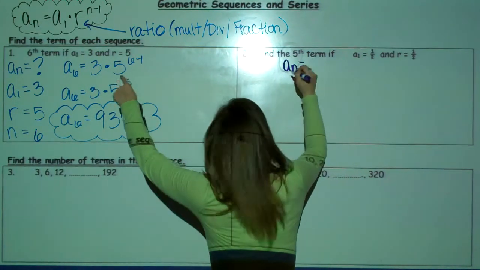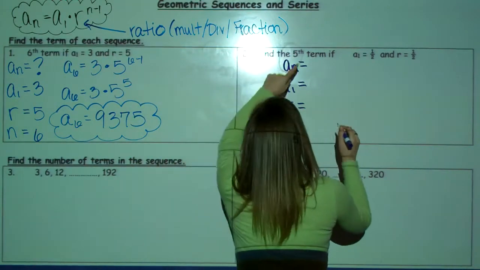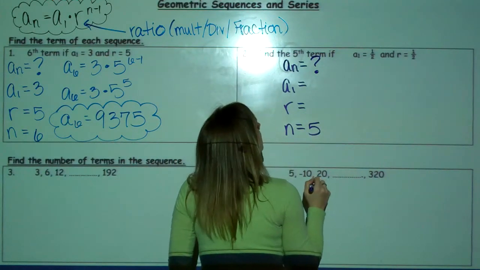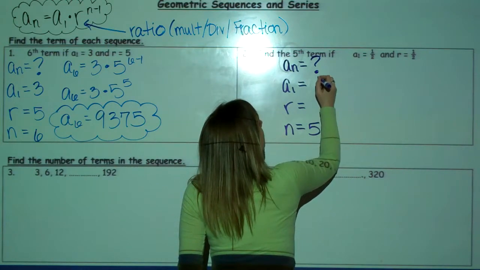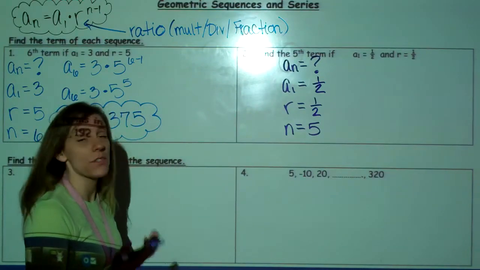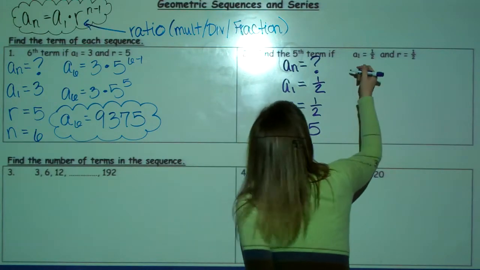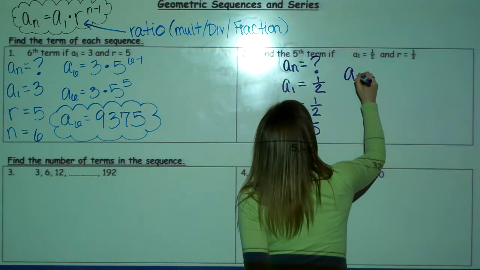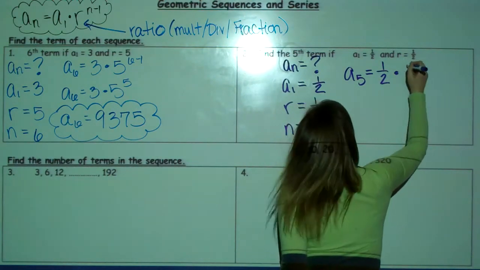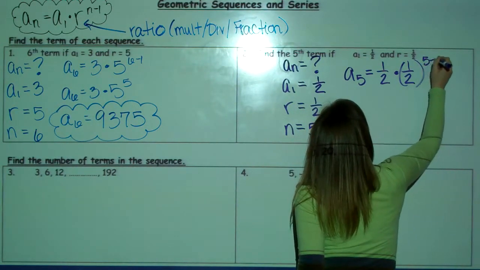So a to the n, a1, r, and n. Okay, so find the 5th term, so that means n is 5. Find that term is really what we're looking for. A is 1/2, and the ratio is also 1/2. Okay, so again, if you want to convert it to decimals, that's fine. But again, we've got fractions, but we still solve it the same way. So we're looking for the value of the 5th term. The first term is 1/2 times 1/2 to the 5 minus 1 power.